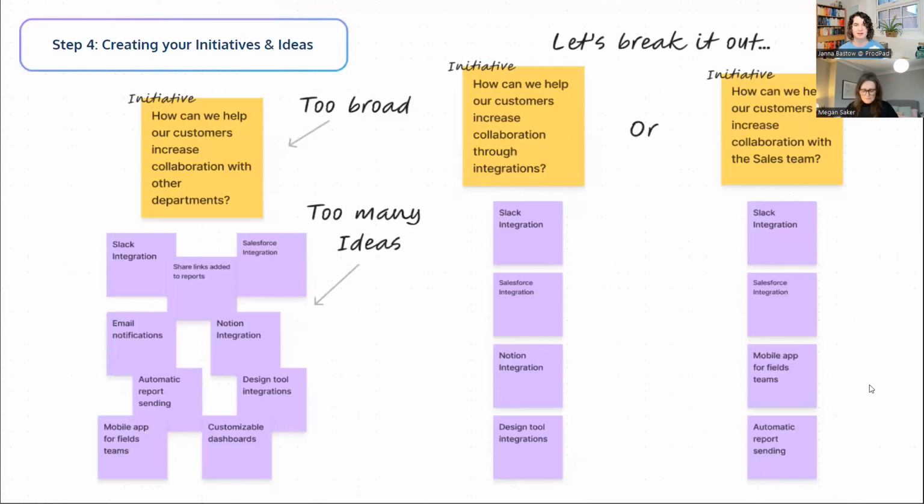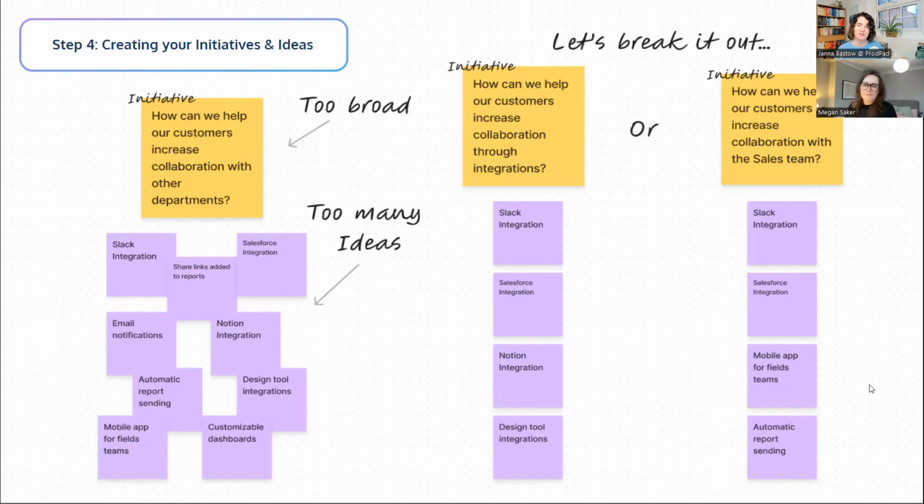So for example, here we've got one that's around helping customers increase collaboration with other departments, and it's got a whole bunch of ideas, some of which are related, but they're disparate. So you might break it out into a couple different groupings, like the initiative level being, how can we help our customers increase collaboration through integrations? And then you have a specific set of ideas that are linked to that. And/or at the initiative level instead, you might have, how can we help our customers increase collaboration with the sales team? And then you've got a series of ideas or stickies that relate to that. So there might be different ways of cutting it up.